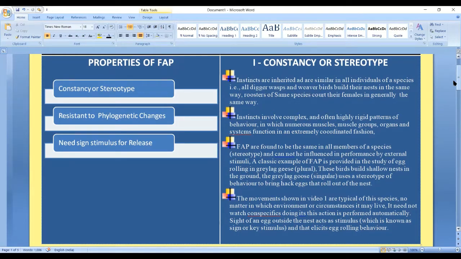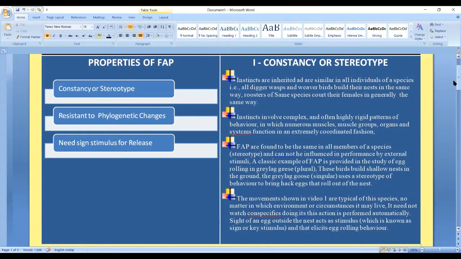So FAPs are found to be the same in all members of a species, stereotyped, and cannot be influenced in performance by external stimulus. See, for a fixed action pattern we need an external stimulus, but once an FAP starts, it cannot be influenced in performance by the external stimulus. A classic example of FAP is provided in the study of egg rolling in the greylag geese. We have seen the video of greylag geese in the fixed action pattern lecture part 1.